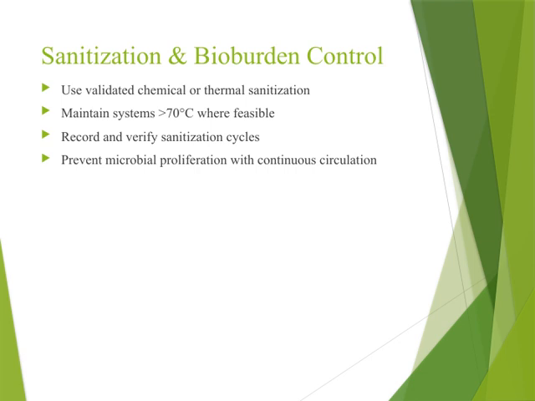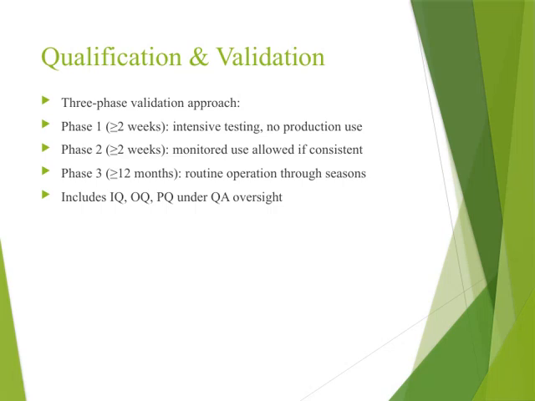It's also very important to record and verify every sanitization cycle. This documentation provides accountability and confirms that each cycle meets the required standards. Lastly, to prevent microbial proliferation, continuous circulation of cleaning solutions or sanitizers is key. Continuous movement helps reach all surfaces evenly and reduces the risk of microbial growth in stagnant areas. All these points connect back to our overall goal, ensuring the integrity and safety of our products through effective sanitization practices. Let's talk about our qualification and validation process.